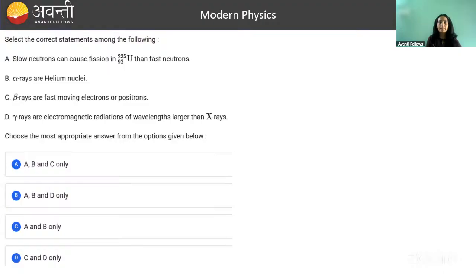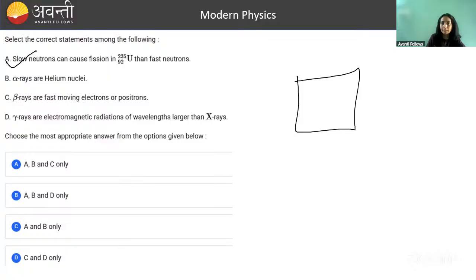Okay, let's do it. So what are the things? Slow neutrons can cause fission in uranium 235, right? We have studied this. A reaction happens inside a nuclear reactor when we bombard uranium 235 with slow moving neutrons. That's a fact. It happens.